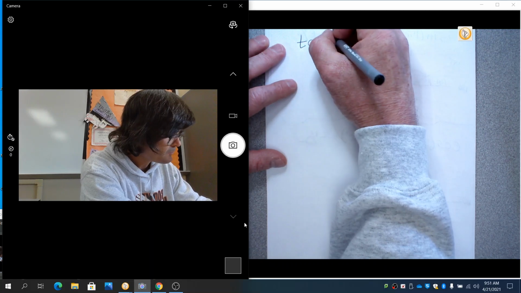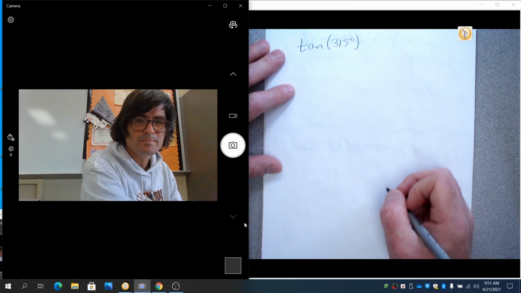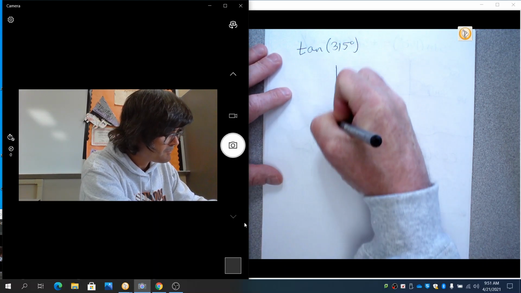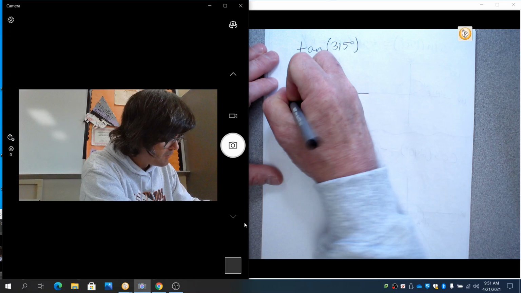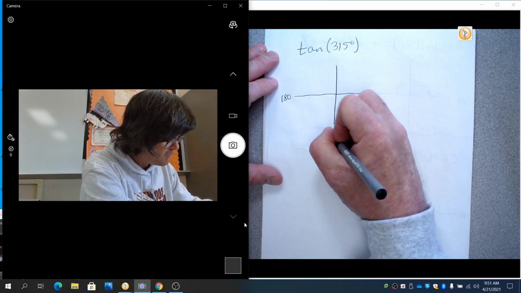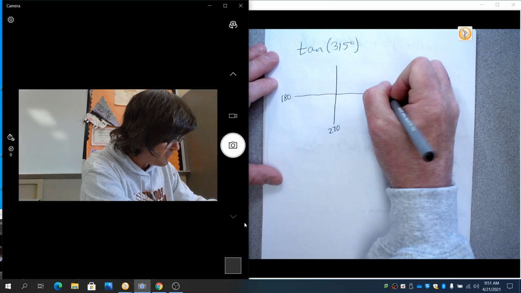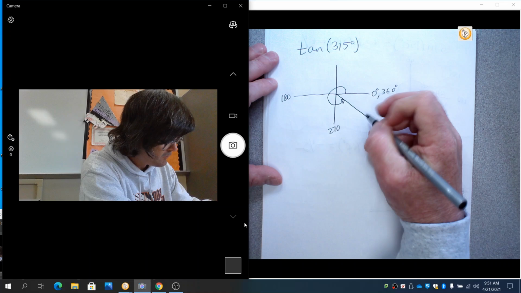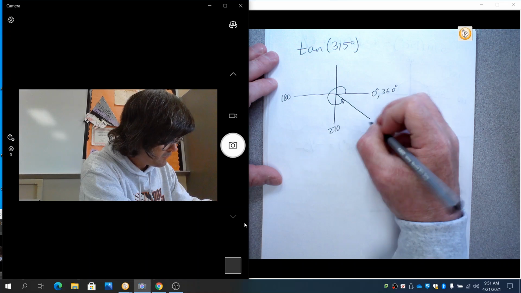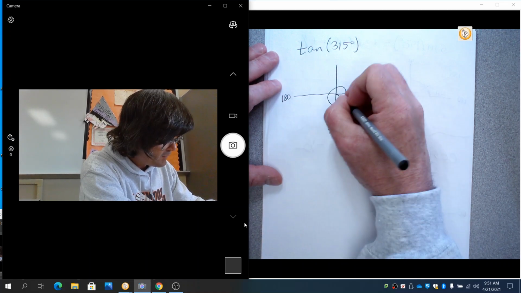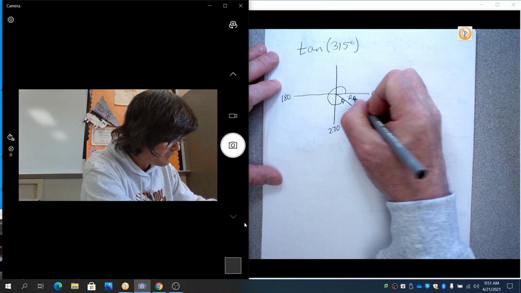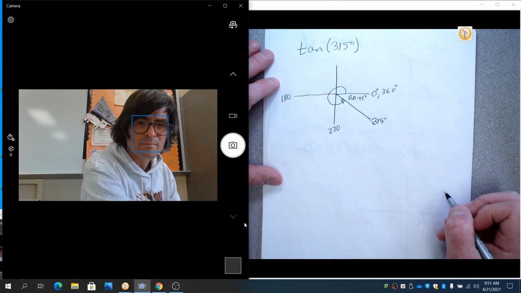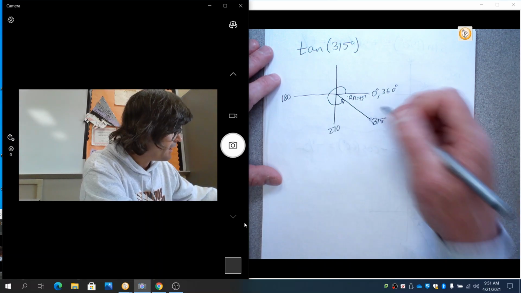Tangent of 315 degrees. Draw it. 180, 270. This is 0 and also 360. 315 is going to be about like that. And from 315 to 360, you can see my reference angle is 45. It's hard to see there.